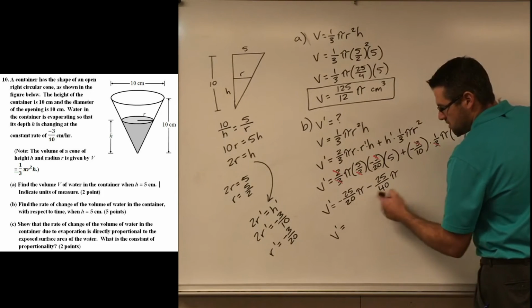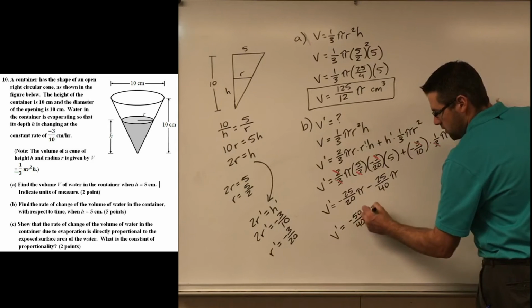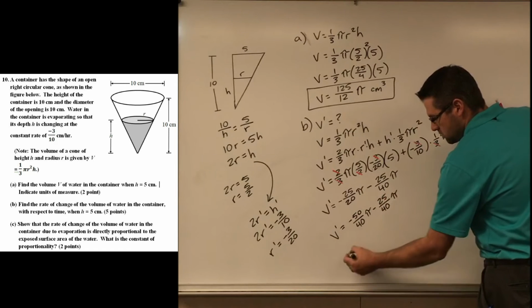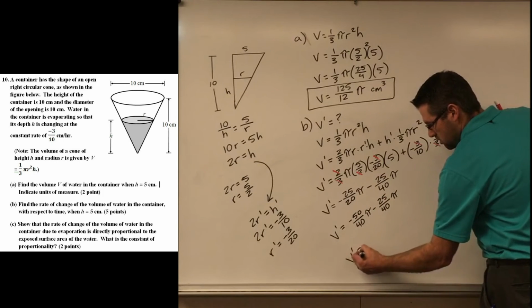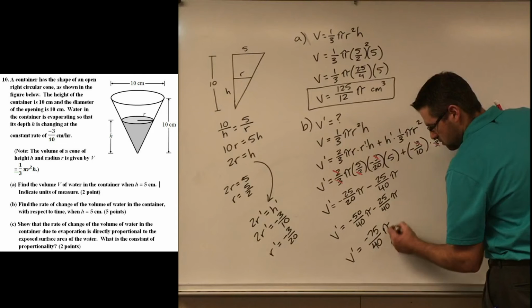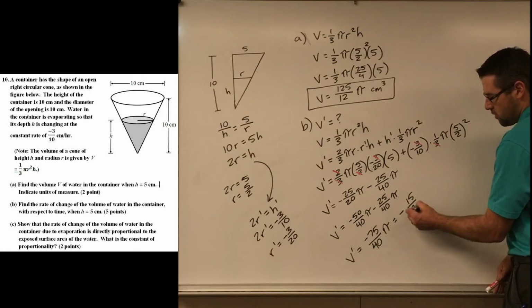Actually, let's just do this. Let's get a common denominator right now. So negative 50 over 40 pi minus 25 over 40 pi, which is negative 75 over 40 pi. And then reduce that. So negative 15 over 8 pi.